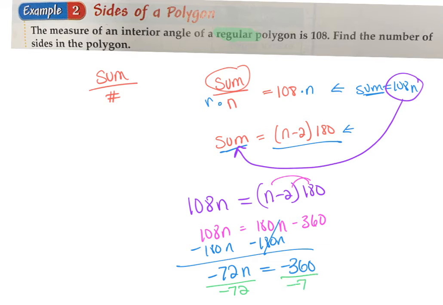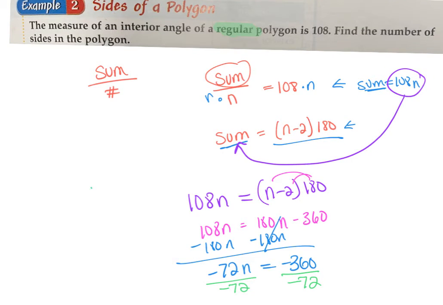Divide, and this actually works out perfectly. n equals 5. So what type of polygon do I have? Pentagon. I have a pentagon here. My sides are 5. So when they give you one interior angle, you are going to set that up times n, and that equals the n minus 2 times 180. So when they give you the interior angle, multiply that by your number of sides, and that equals the sum of the interior angles.